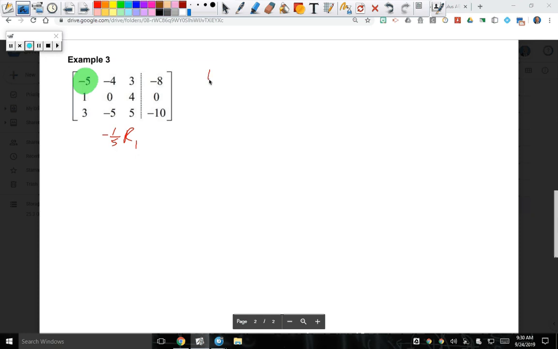1, 4/5, negative 3/5, and then 8/5. Everything else stays the same. Again, please don't write this down. You have 1, 0, 4, and 0. 3, negative 5, 5, and negative 10.